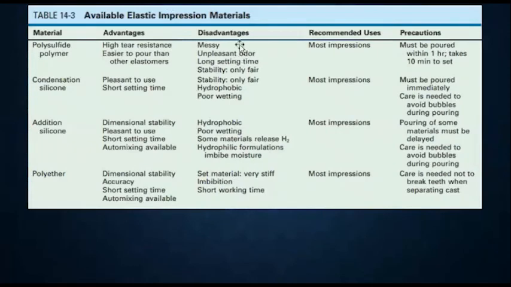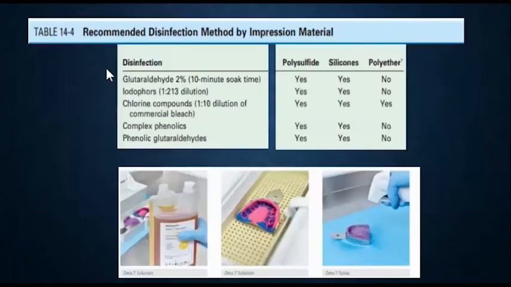Now coming to a comparison of different impression materials. Polysulfides have high tear strength, tear resistance, and the highest flexibility when compared to others. Condensation silicone has a short setting time, but it is hydrophobic. Addition silicone is dimensionally stable and has good tear strength. Polyethers are dimensionally stable and accurate, but they cannot be used in cases of undercut areas.